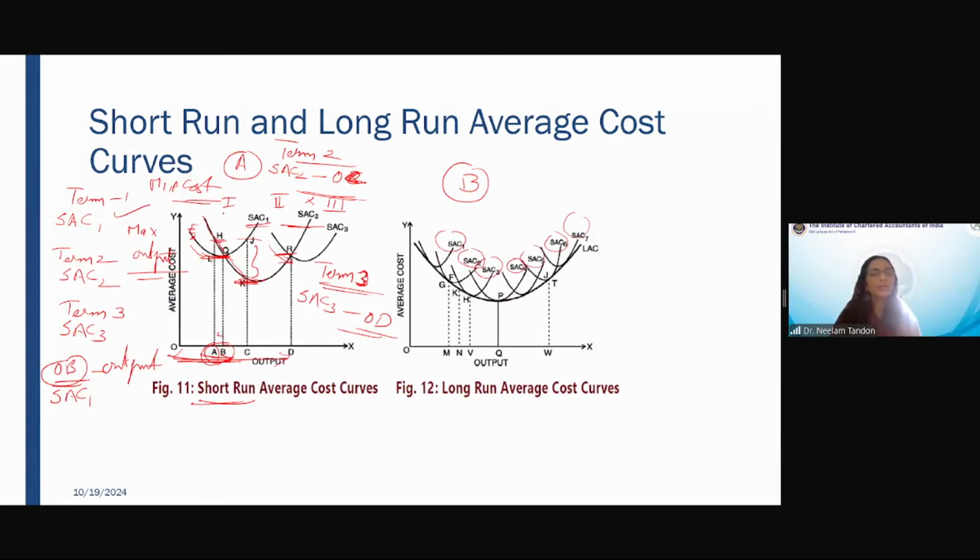Now, this is the SAC1, SAC2, SAC3. Now we have to get the long term. So how will we get the long-term average cost curve? You just draw the tangent. Tangent समझते हैं ना? You draw the tangent to the SAC curves' minimum points. Once you draw the tangent, you will get the complete LAC curve. So this curve, LAC, is also known as the planning curve.